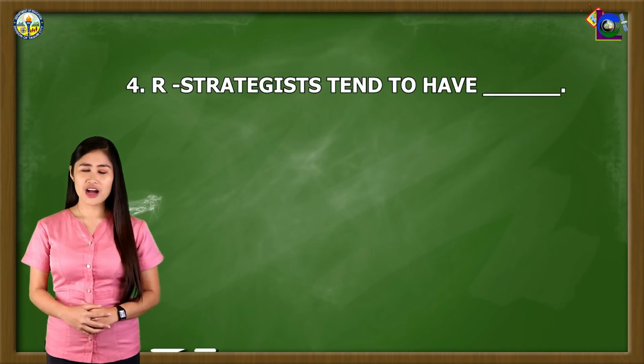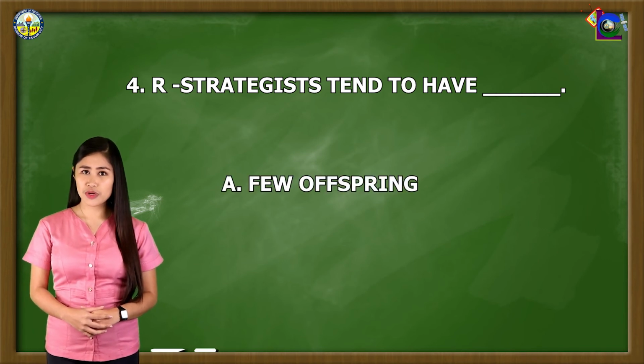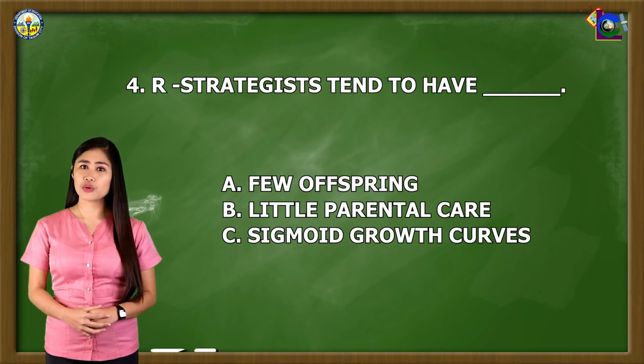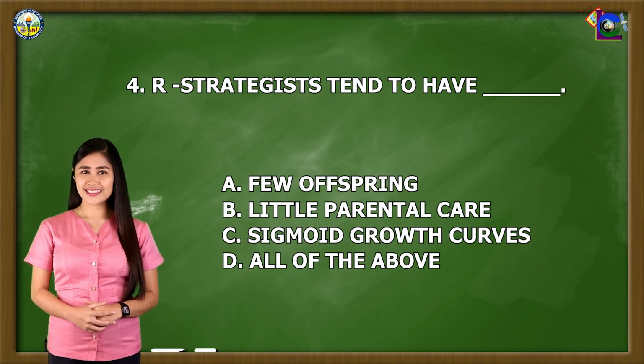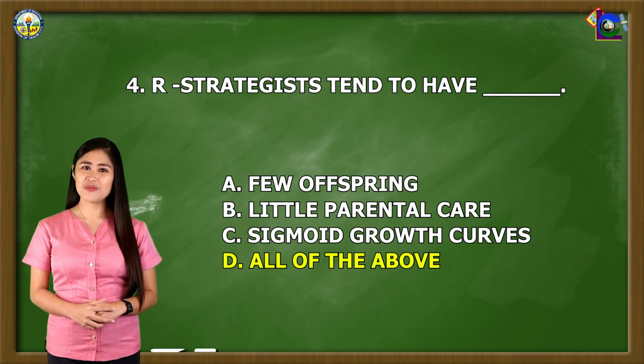Number 4. K strategies tend to have A. Few offspring. B. Little parental care. C. Sigmoid growth curves. D. All of the above. Yes, K strategies possess all mentioned characteristics. Letter D.